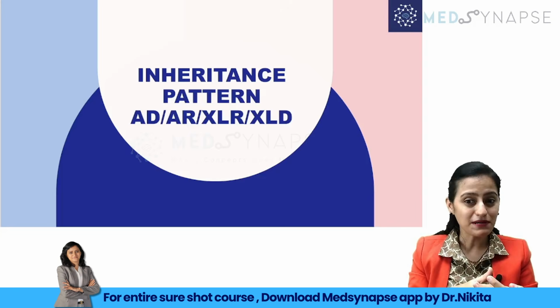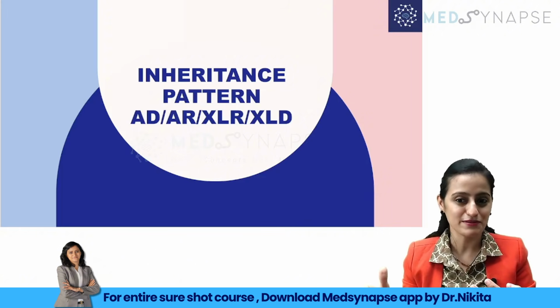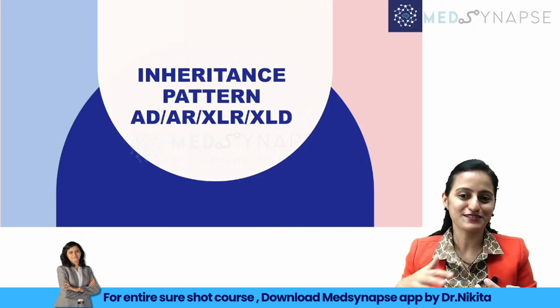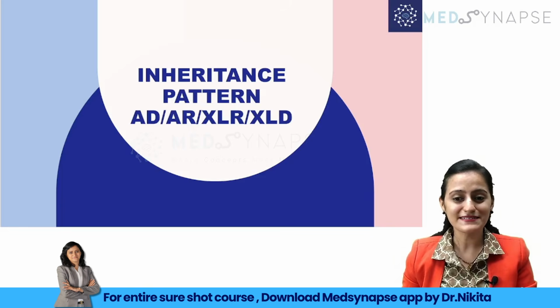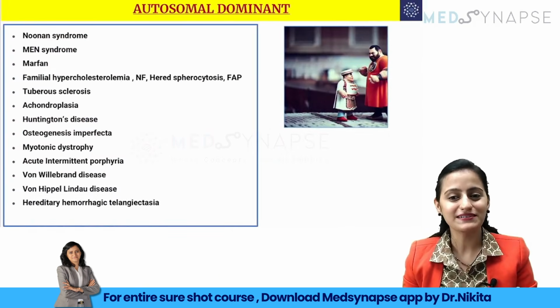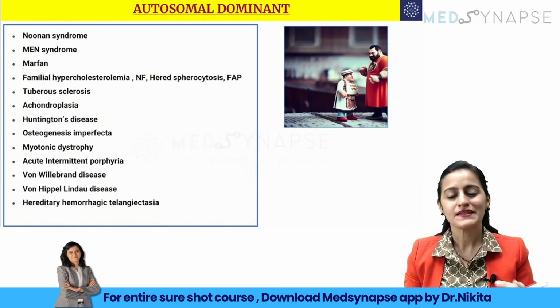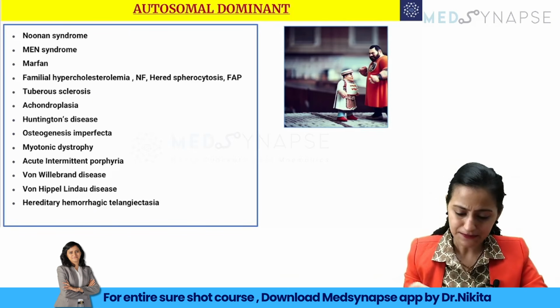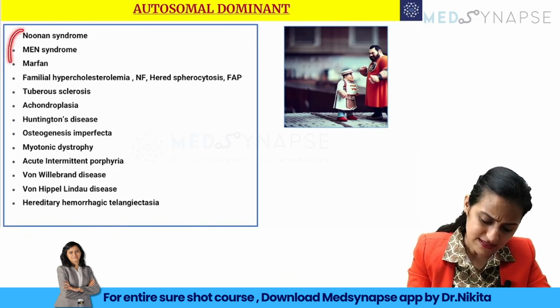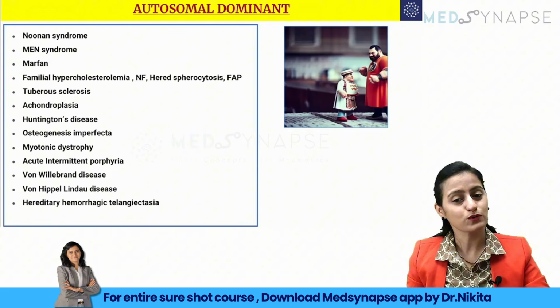Though it is fact based, it is very important to remember that. And we know that wherever it's fact based, the mnemonics help you to remember that. So let's learn some interesting story mnemonics to learn these inheritance patterns. The first one that we have here is autosomal dominant disorders. So this is the list of the disorders which are autosomal dominant.